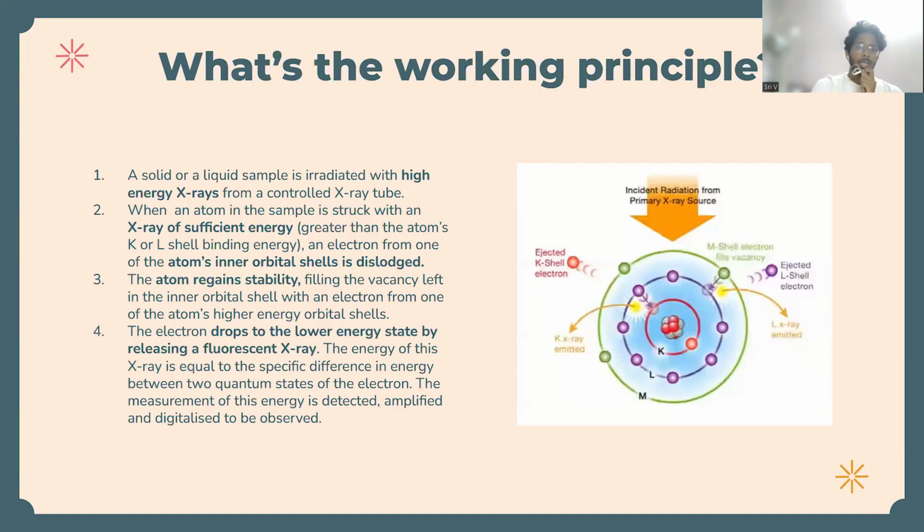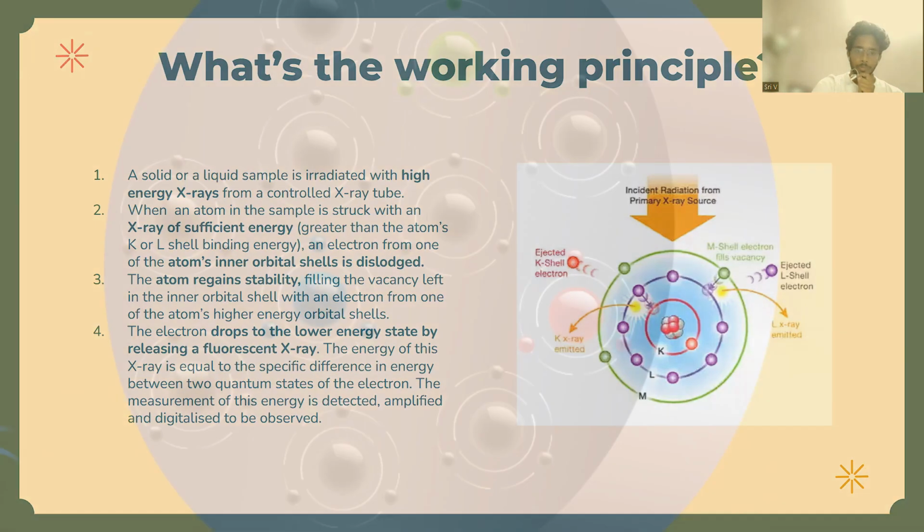Now, let's look at the working principle of the XRF spectrometer. So, initially, a solid or a liquid sample is irradiated with high energy X-rays from a controlled X-ray tube. When an atom in the sample is struck with an X-ray of sufficient energy, which is greater than the atom's K or L shell binding energy, an electron from one of the atom's inner orbital shells is dislodged.